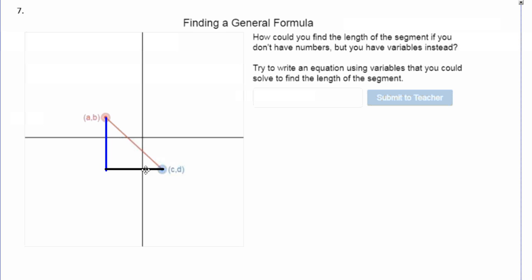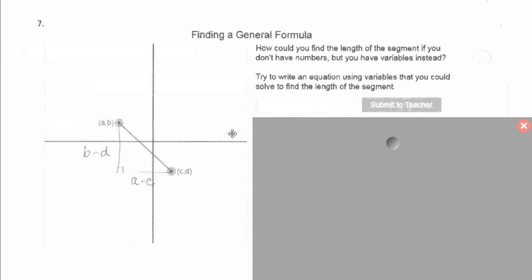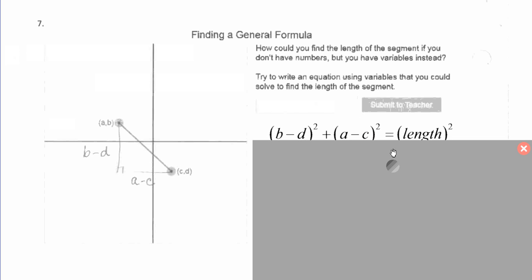Then we worked on finding the length of the horizontal segment. Well, those are your x coordinates. That's your a, and that's also c. And if we took the difference of those, that gave us the length here. So now we have the lengths of the vertical and the horizontal segments. We can use that to find the hypotenuse just like we did before. The sum of the two legs squared is equal to your hypotenuse squared. Since we're talking about that length, I'm just going to call it length right now for the hypotenuse.